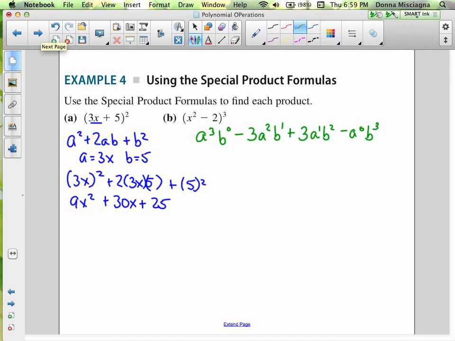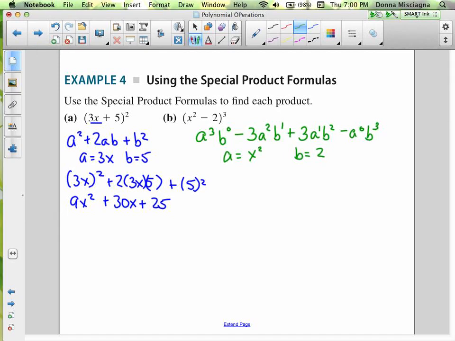Now what's our a and what's our b? Our a is the x squared, and the b is the 2. That's just our difference of cubes, or excuse me, the other way around, the cube of a difference. All right, so now let's just plug that in.